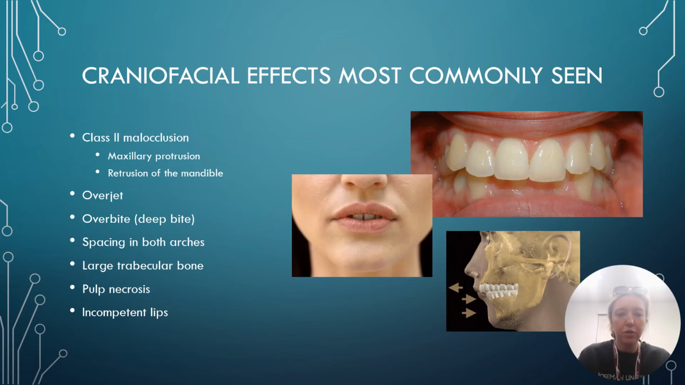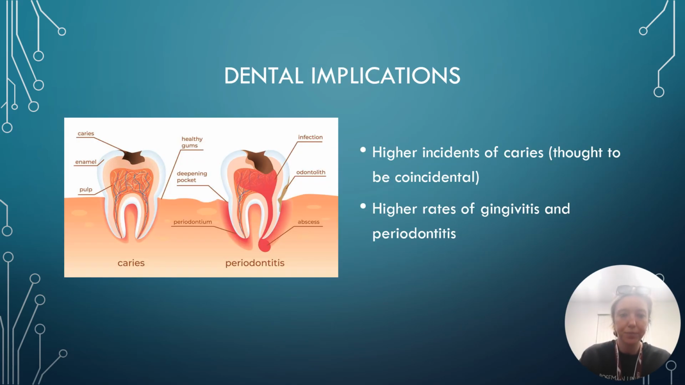The craniofacial effects most commonly seen from sickle cell anemia are class 2 malocclusion with maxillary protrusion and retrusion of the mandible, a lot of overjet from the class 2 malocclusion, overbite, spacing in both arches, large trabecular bone, pulp necrosis, and incompetent lips.